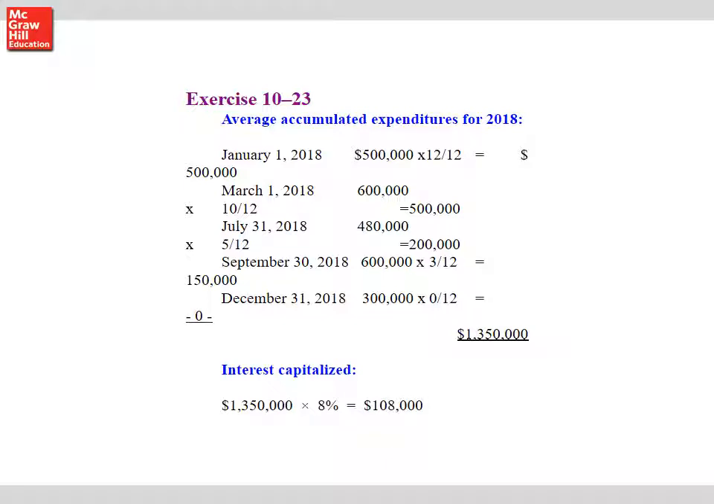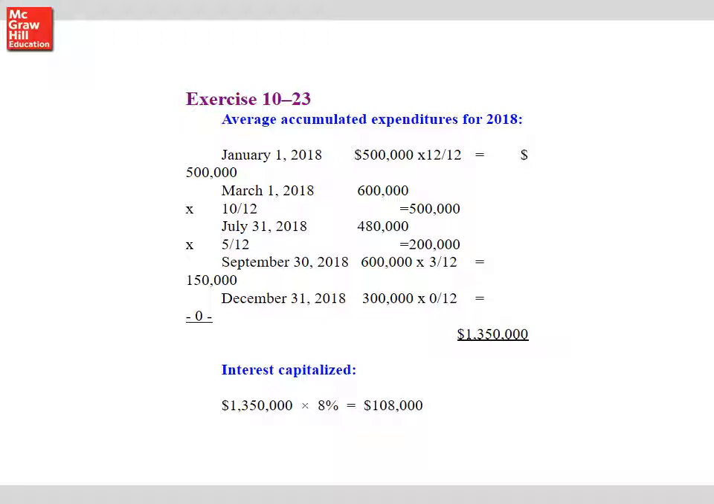The September 30th would be computed the same way. $600,000 was the payment. How many months would we have to have computed interest for? 3 of 12 months. So only 3/12 of that $600,000 payment will be used to calculate interest for the year.